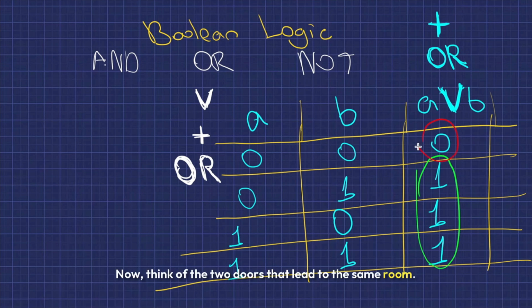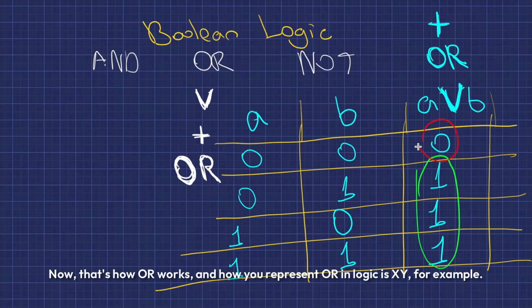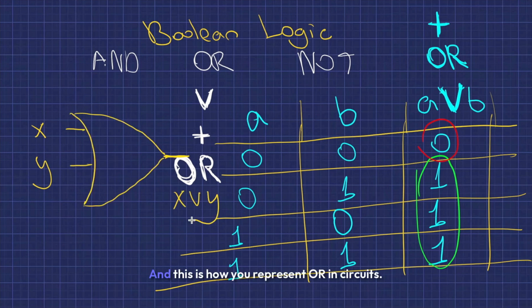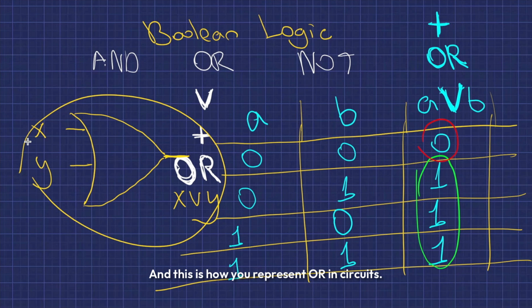Now think of two doors that lead to the same room. If either door is open, you can enter. Now that's how OR works. And how you represent OR in logic is X ∨ Y, for example. And this is how you represent OR in circuits.